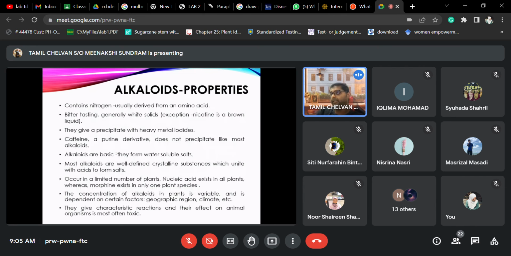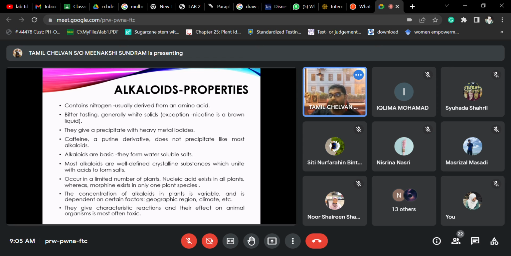Alkaloid properties. They contain nitrogen, usually derived from an amino acid. It contains nitrogen, is bitter tasting, and is generally a white solid. Exceptions are some like nicotine, which is a brown liquid. They give a precipitate with heavy metal iodides. Caffeine is an alkaloid, a purine derivative, that does not precipitate like most alkaloids.